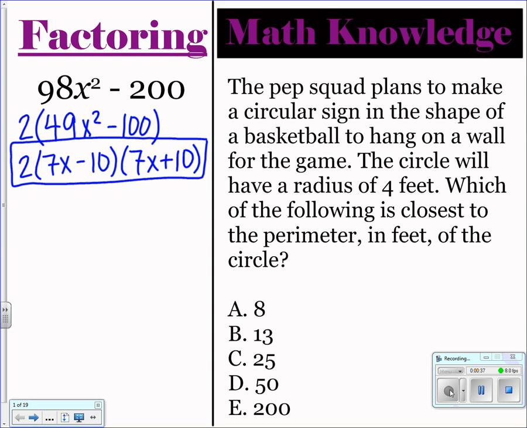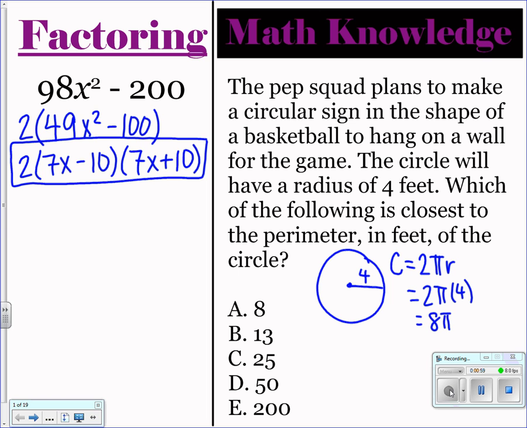For the math knowledge question, we are looking for the perimeter of a circle. So our circle has a radius of 4, and for perimeter, that's your circumference. And for a circle, your circumference is 2 pi r. So if you plug in a 4 for your radius, you're going to end up with 8 pi, which it says to round to the closest number in feet. So 8 pi is approximately 25.13. So the closest answer to that is 25 feet for your perimeter there.